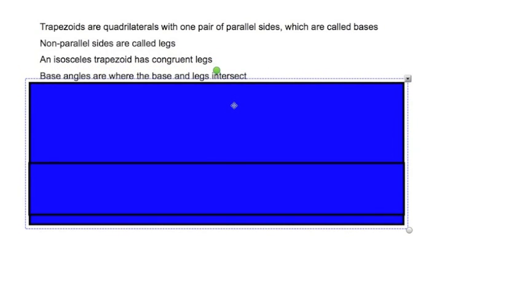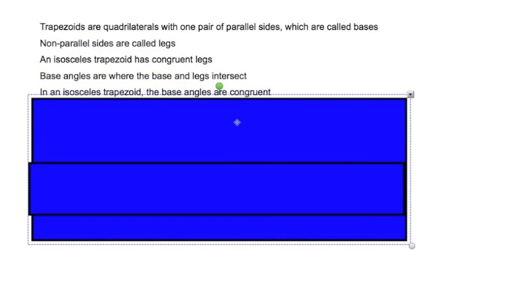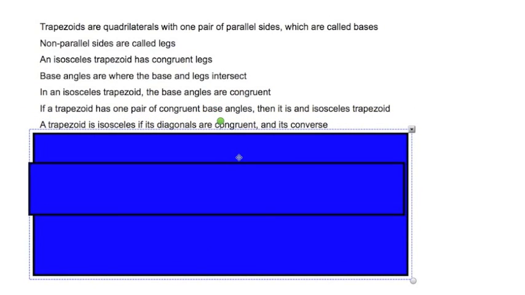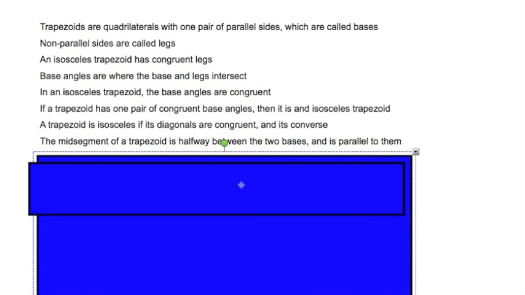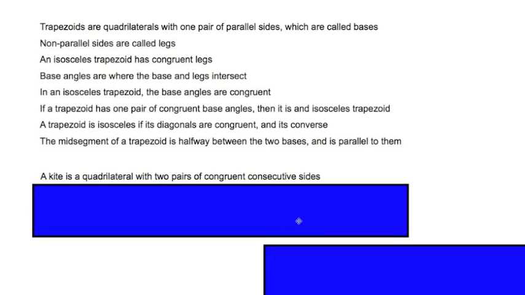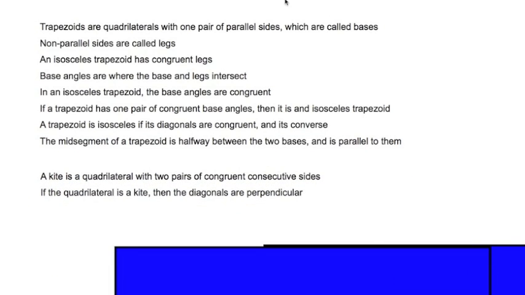In addition, the places where the base and legs intersect are called the base angles. In an isosceles trapezoid, the base angles are congruent. The converse of that statement is another property. On top of this, an isosceles trapezoid has congruent diagonals, and the midsegment of a trapezoid is halfway between the two bases and parallel to the bases. If you recall, a kite is a quad with two pairs of congruent consecutive sides and perpendicular diagonals.